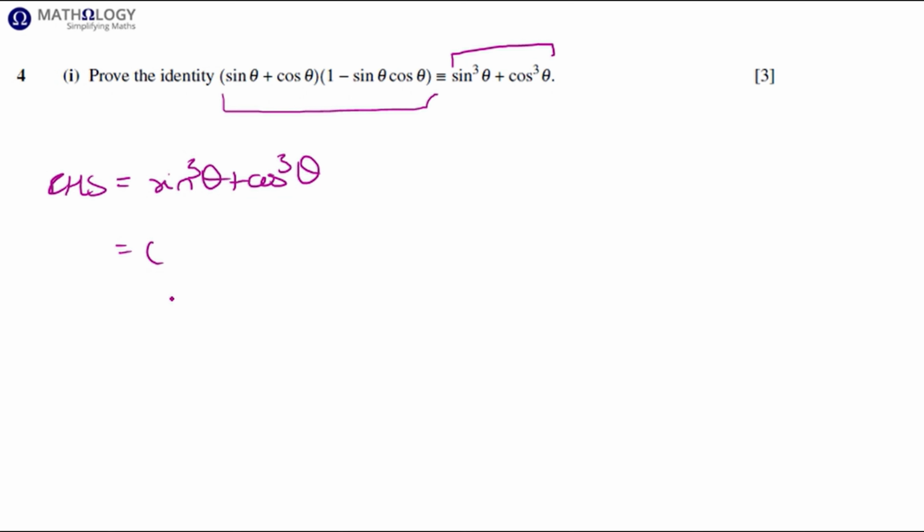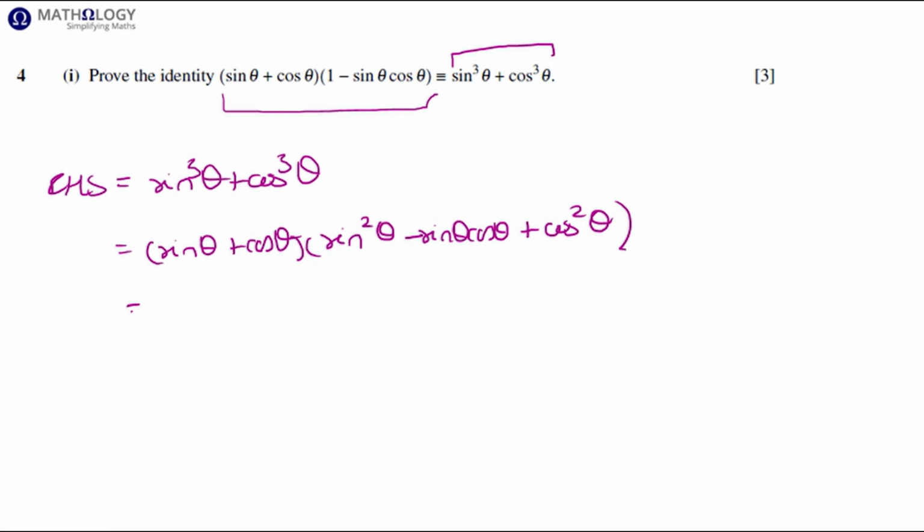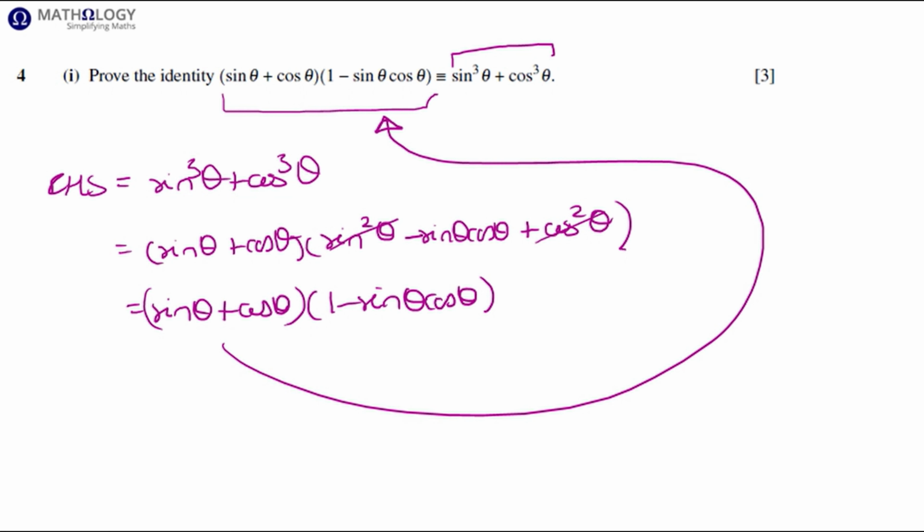Which will factorize as the sum of two cubes. So we'll have in the first bracket sine theta plus cos theta, and in the second bracket we'll have sine squared theta minus sine theta cos theta plus cos squared theta. So we have sine theta plus cos theta. Sine squared theta plus cos squared theta equals 1 from the square identity. So we have 1 minus sine theta cos theta, and that equals the left-hand side.